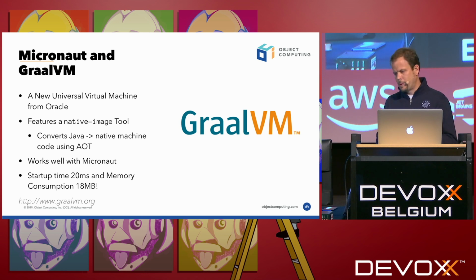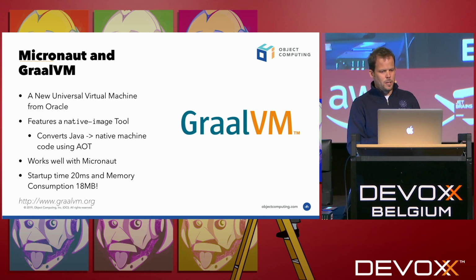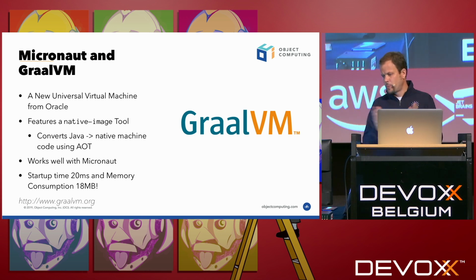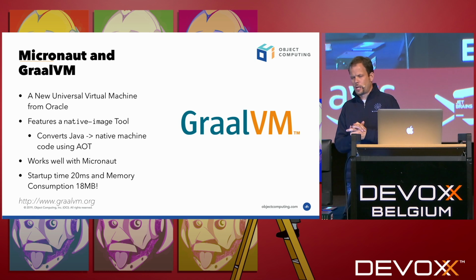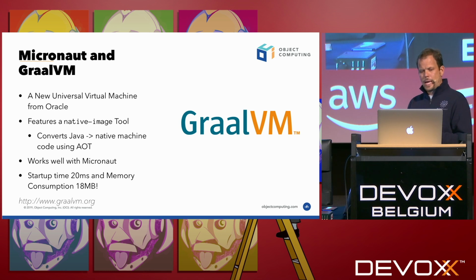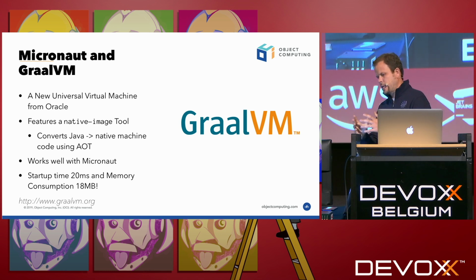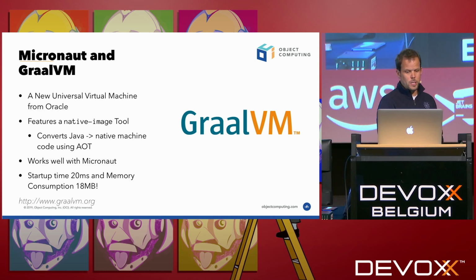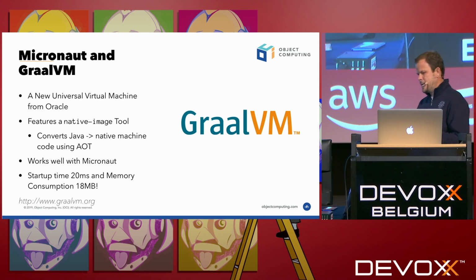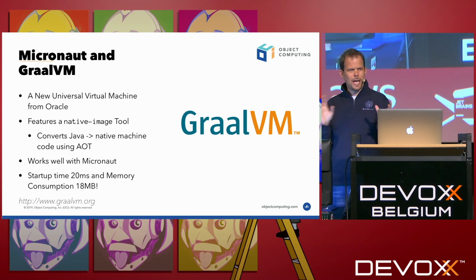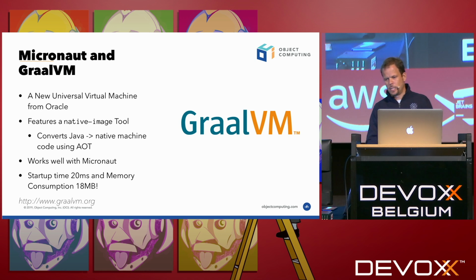So now I want to talk a little bit about GraalVM and Micronaut. GraalVM is a new universal virtual machine from Oracle. It has loads of features. It's production ready. The current version is 19.2 or 19.3 maybe, 19.2.2 or something like that. It's got a replacement JIT for the normal Java virtual machine. It's got a Truffle language framework, and it's got some really compelling language interop possibilities.